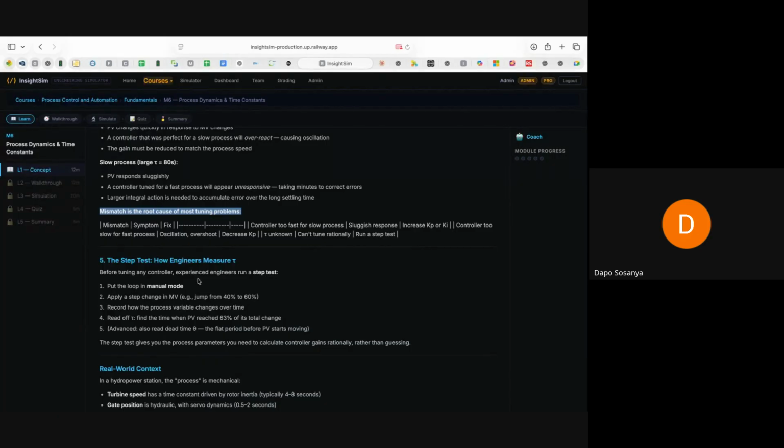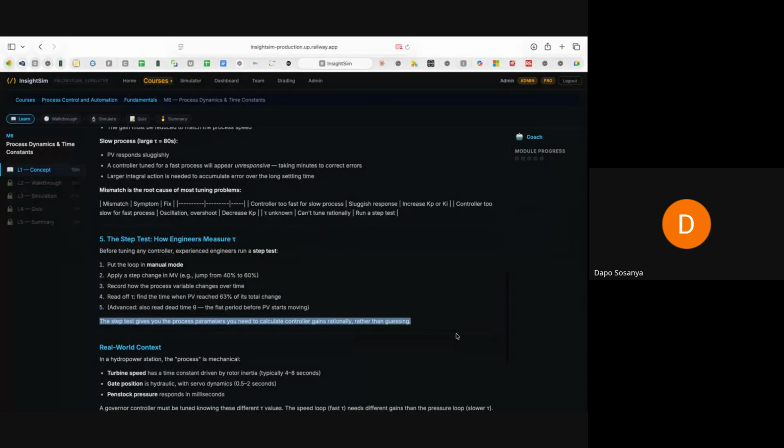All right. So you put the loop in manual mode, you apply a step change, e.g., you jump from 40 to 60%. You record how the process variable changes over time. You read off time constants. You find the time when PV reaches 63% of its total change. You also read dead time, theta, the flat period before PV starts moving. This step test gives you the process parameters you need to calculate controller gains rationally rather than guessing.